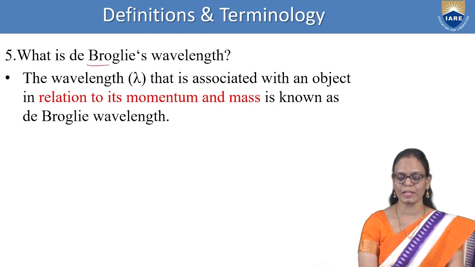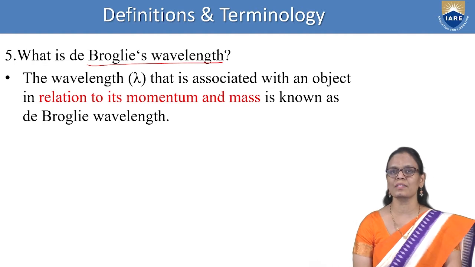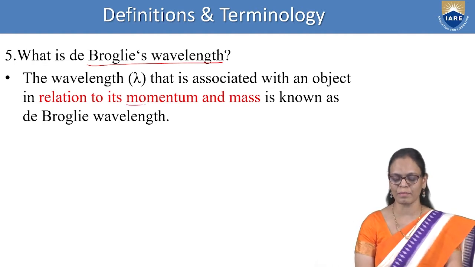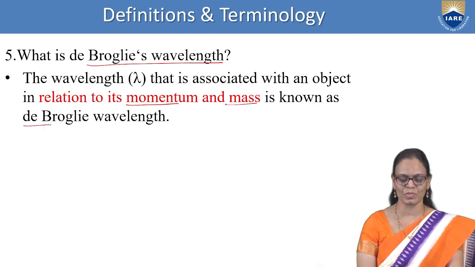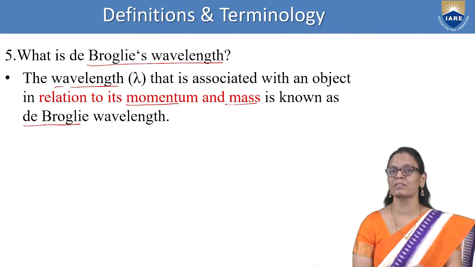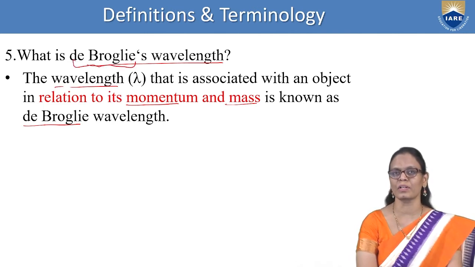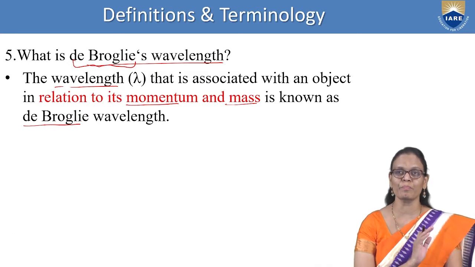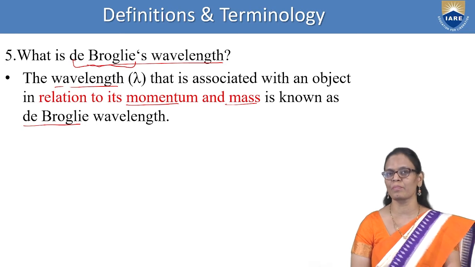Then what is de-Broglie wavelength? The wavelength that is associated with an object in relation to its momentum and mass is known as de-Broglie wavelength. It is the wavelength, no doubt, but it is named after the scientist de-Broglie. So at this juncture, it is very important to know about this scientist, after whom this wavelength is named as de-Broglie wavelength.